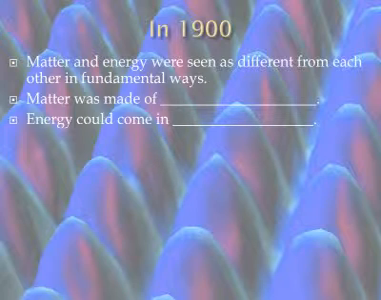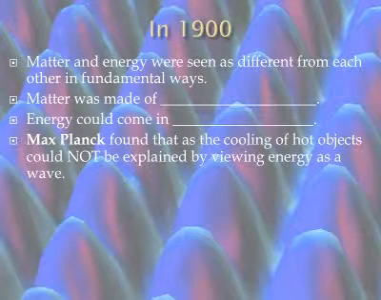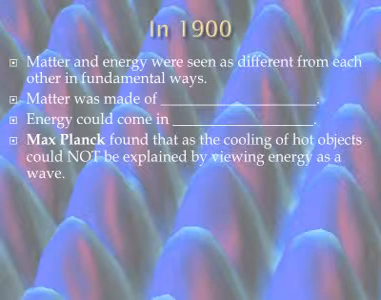Sometimes they can be both, but they can be different too. Okay. Max Planck, the scientist who started coming up with this idea, found that as we cooled hot objects, we could not explain how their energy worked, and we could not put it in terms of a wave. When cooling, objects release heat waves, right? We could no longer see this.